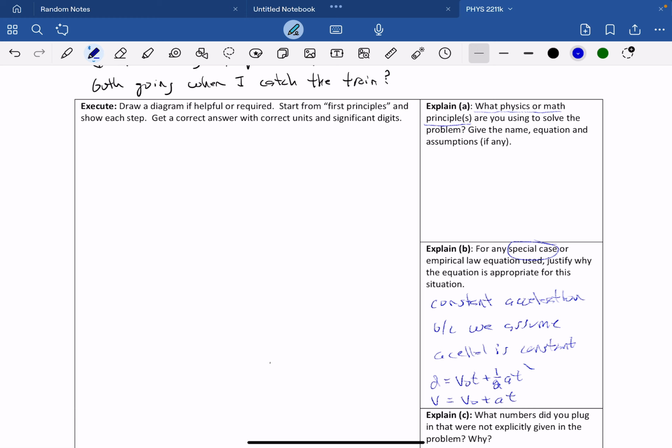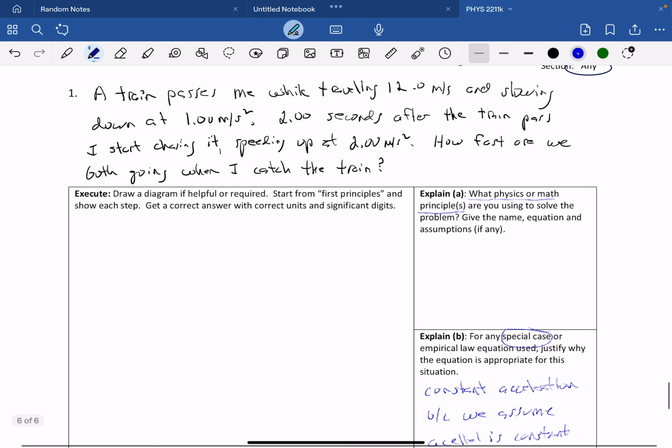Now look, if you put that up here as your physics principle, that's fine, but we do need to make sure that we explain what physics we're using, and in this case, the physics we're using is a set of special case equations that are only valid for constant acceleration. Now, the problem doesn't explicitly say that these things have constant acceleration, so we do have to make an assumption that the acceleration is going to stay constant for the entire time, but we can do that.